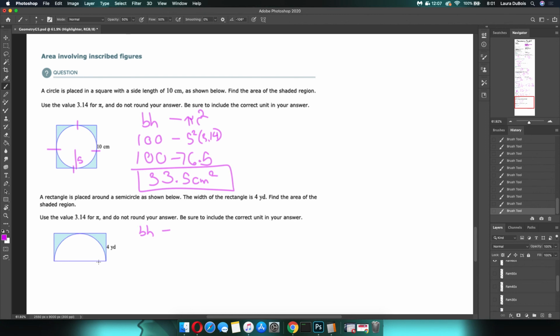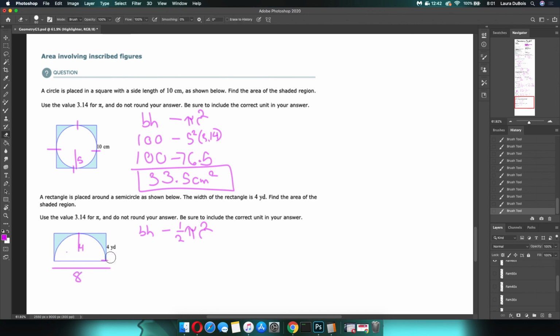No, we just have half of a circle. Okay, so half of a circle is going to be 1/2 pi r squared. But am I missing a side? Let's figure this out. The rectangle is placed around the semicircle. The width of the rectangle is 4. Okay, because it's a semicircle, if this is 4, that's the radius, right? That means the radius here is 4, and the radius here is 4, which means the entire side length is 8. Okay, that blinked by me.